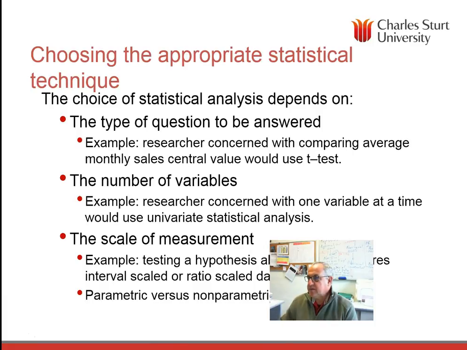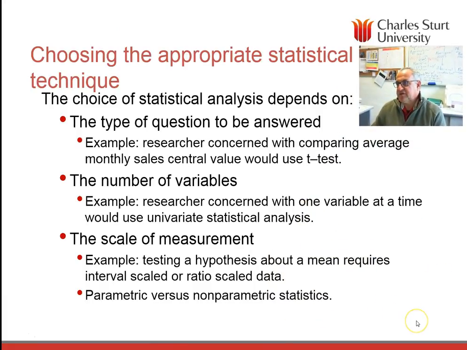So, a couple of things to remember then. Some rules of thumb. It's always good to have rules of thumb. The type of analysis depends upon your research question. So, if you're concerned with comparing average monthly sales across two groups, or a central value, you might use a t-test. Number of variables: one variable at a time would use a univariate approach, like a benchmark figure, or a bivariate approach. Scale of measuring: a mean requires interval or ratio scale measures. So you can't do a t-test on whether men or women have green jumpers. You have to do a chi-square test for that.